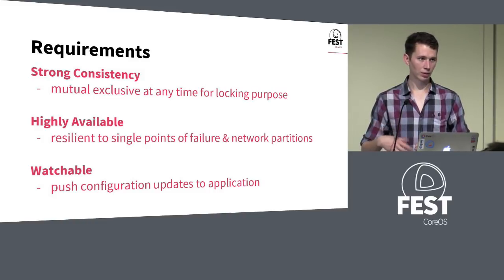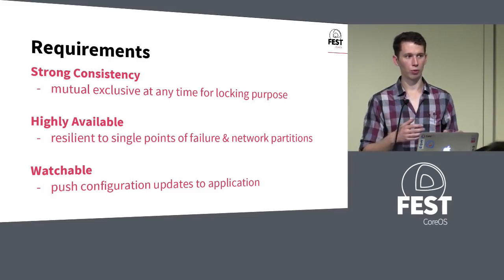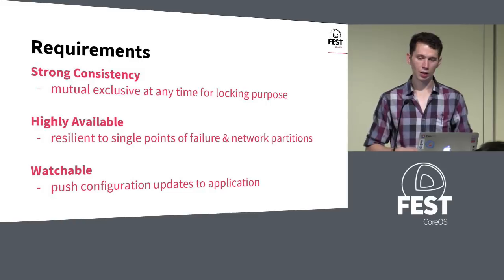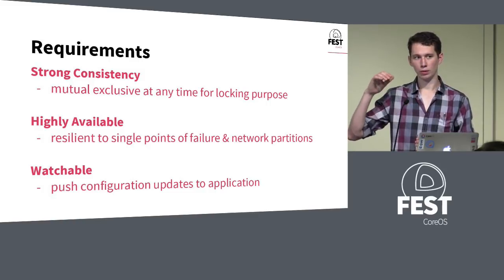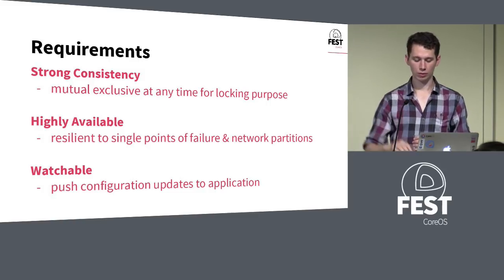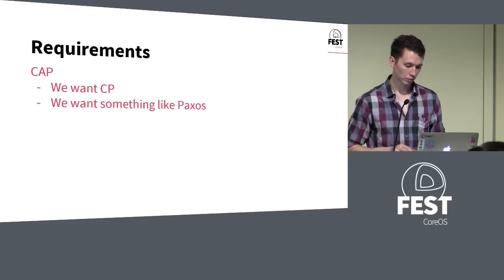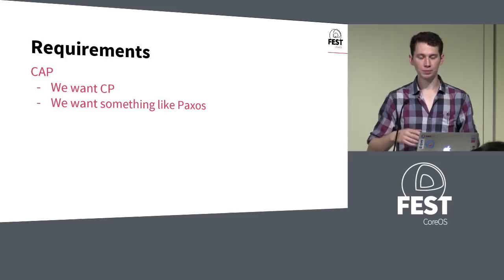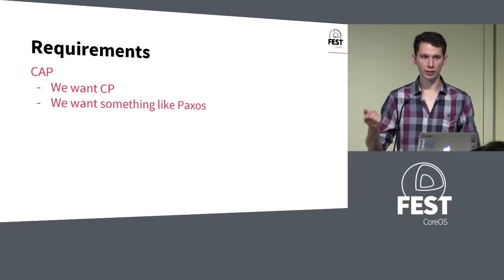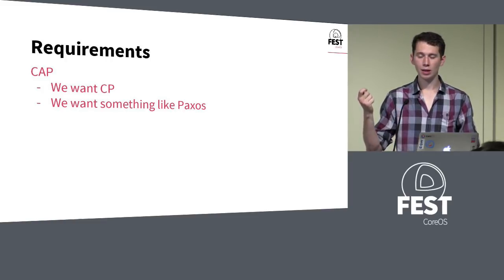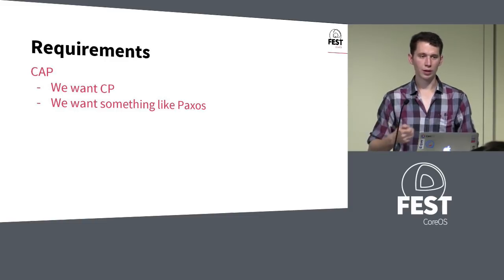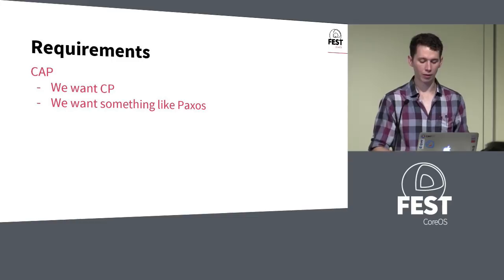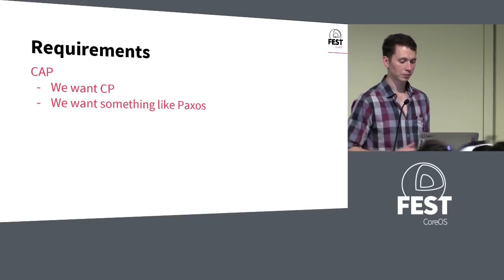It needs to be highly available, so it needs to be resistant to individual single points of failure, both through machines or network partitions. And it needs to be watchable. People want updates to be pushed from the key value store into their application. All right, if you're familiar with the CAP theorem, we want to build a CP system, which is consistent and partition tolerant, essentially something like Paxos, if you're familiar with the literature in this particular area of distributed systems.